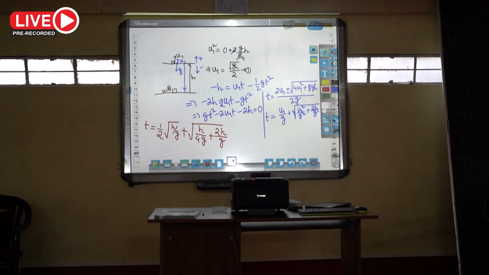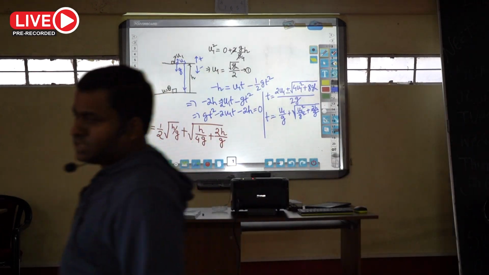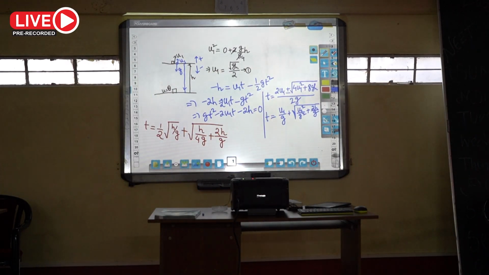2h by g, 2 into root over of h by g. After simplification you will get, that is option B.